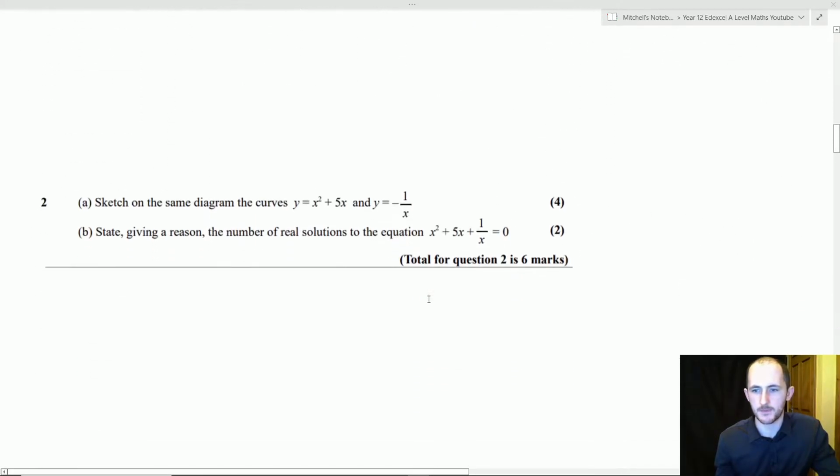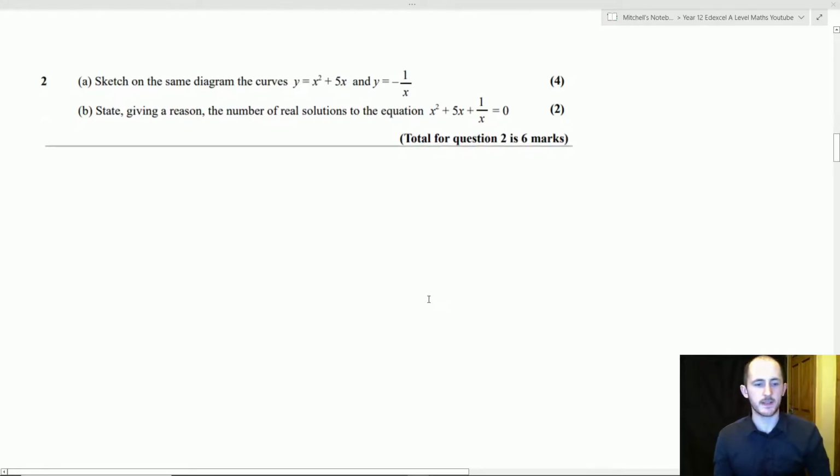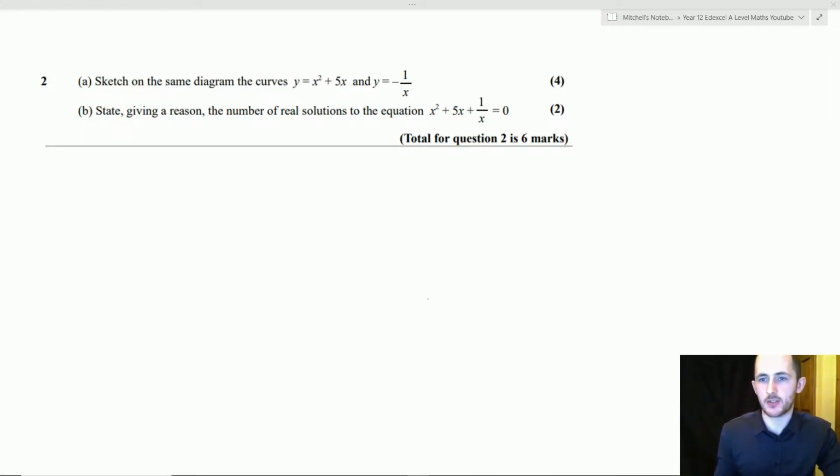And let's go on to the next one. So again, something else that they can ask you to do when it comes to sketching is actually solving certain equations as well. So first off, we need to sketch on the same diagram y equals x squared plus 5x and y equals minus 1 over x. So I would actually say sketching the minus 1 over x is easier first.